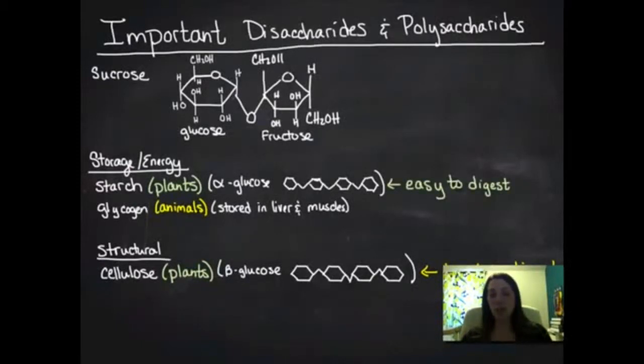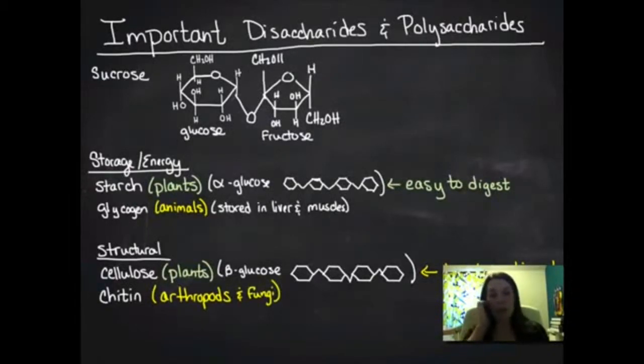And that's just because we have enzymes that will break down the amylose. We have amylase in our saliva. We don't have any cellulase. Cellulase is pretty much found in bacteria. And then the other structural polysaccharide is chitin. And chitin is actually found in arthropods, insects, and in fungi.